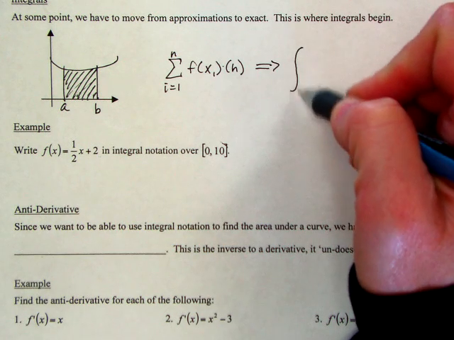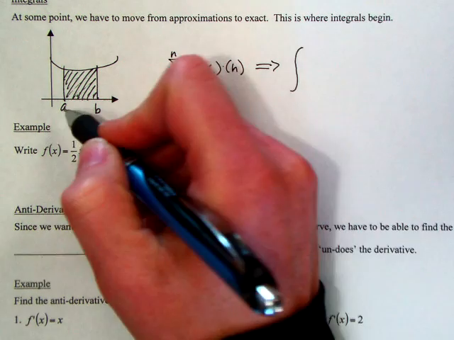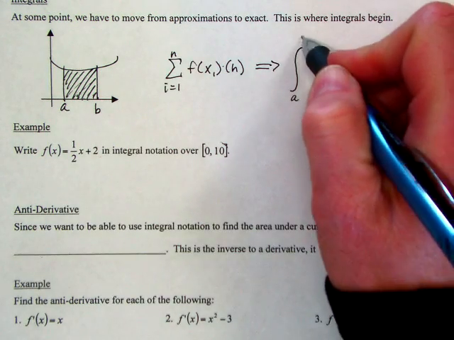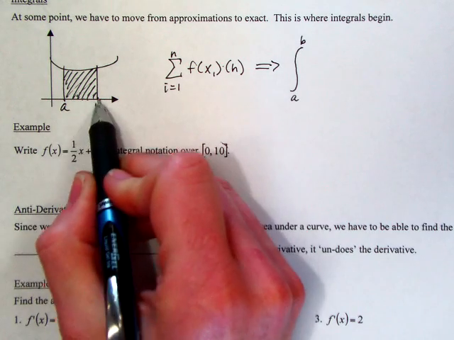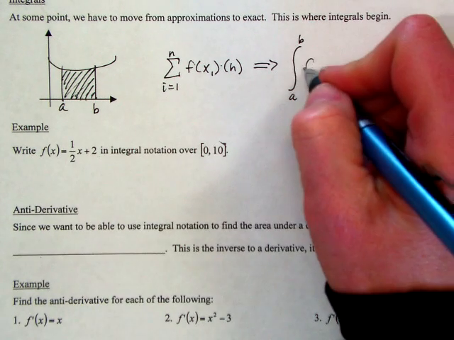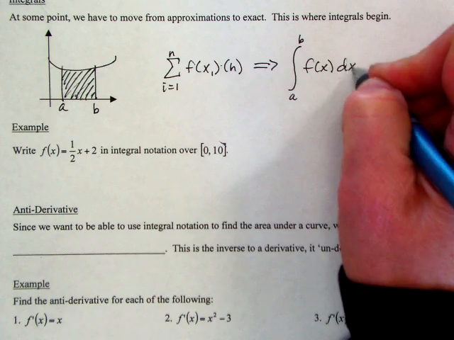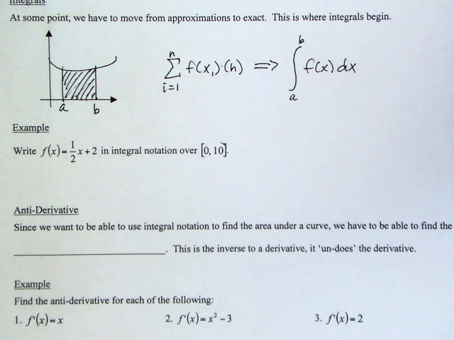It's kind of like a stretched out S. And the low number is going to be on the bottom, A. The high number is going to be at the top. So you're saying from where to where you're going to do the integral. And then you'll have your function in front. And you throw a dx on there because we're doing all of our integrals with respect to x.